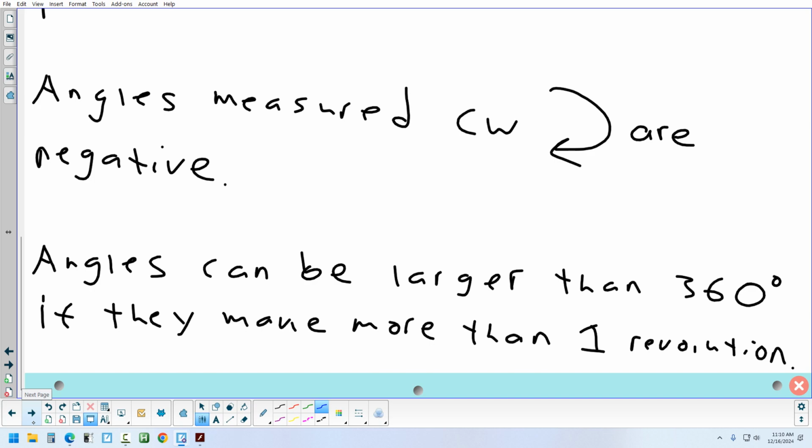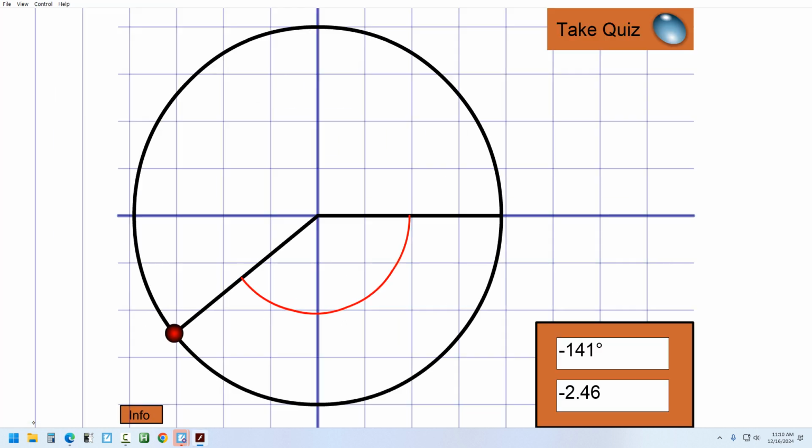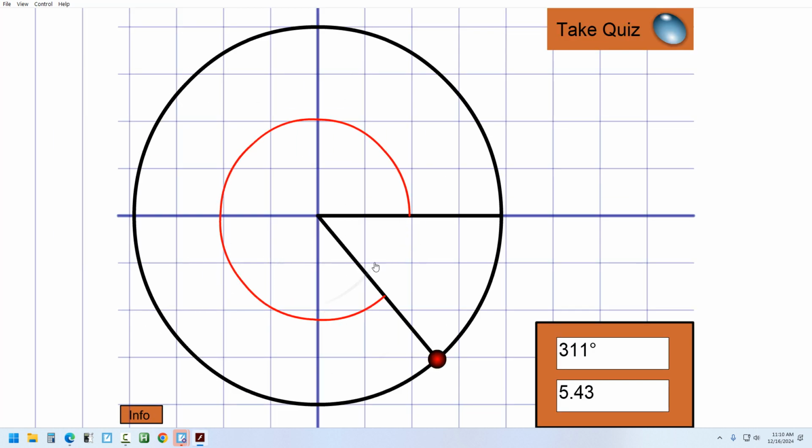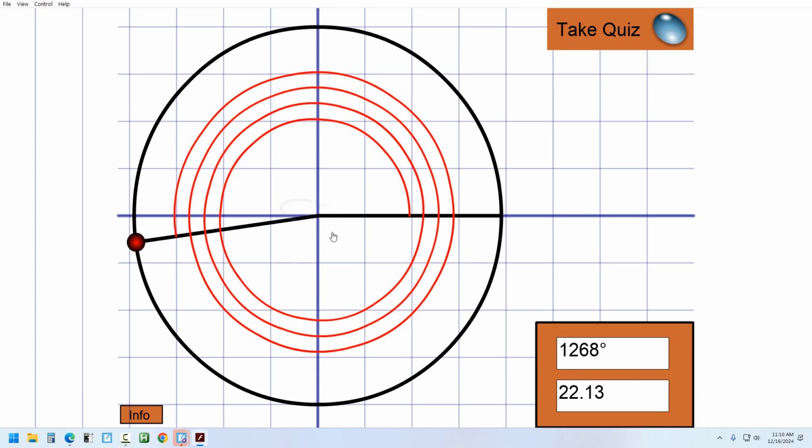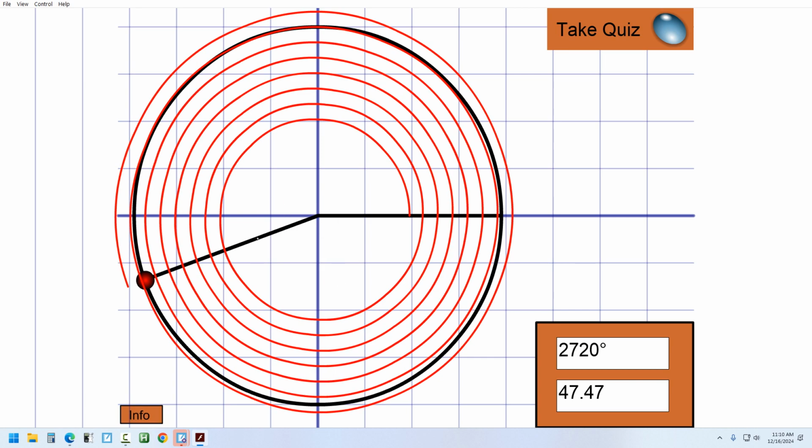I don't think I showed you that, but you can have more than 360 degrees when you're talking about rotation on a circle. All that would mean is you've gone around more than once. So there's 497. There's a bunch of angles. 2720. Okay. You just made more than one revolution.